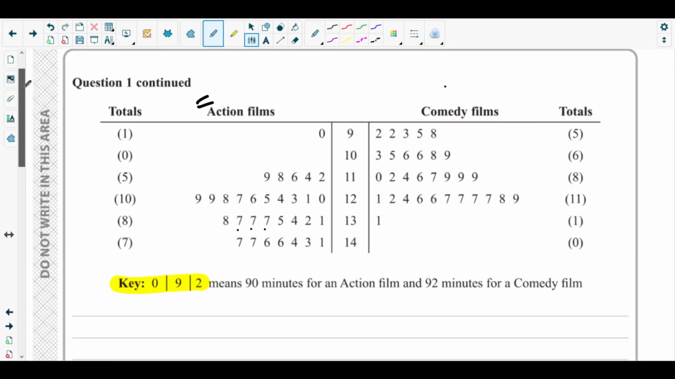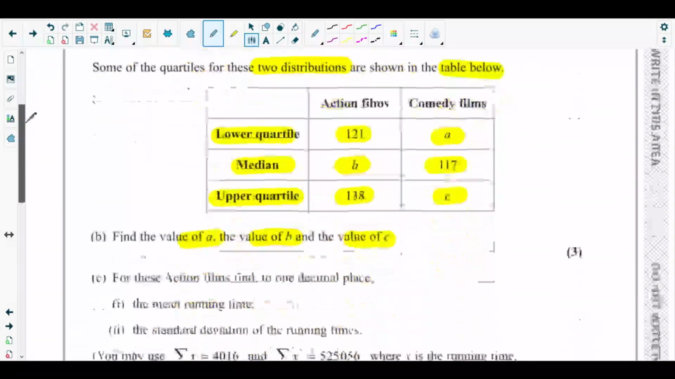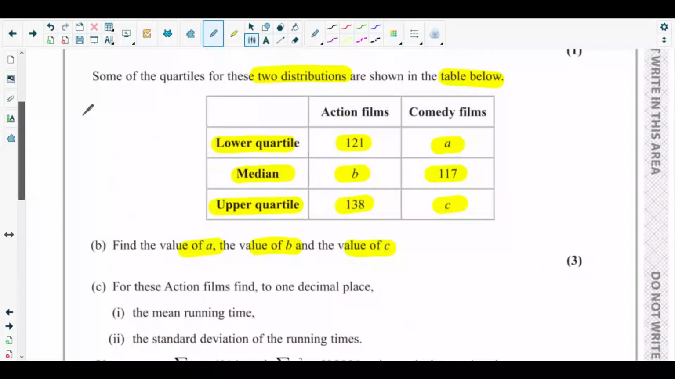Okay, so let's have a look at the stem and leaf diagram. The 8th term for comedy films, this is 5, 6, 7, 8. So this is 106, right? So A is 106. Okay, next is B. So B is the what? Isn't it the median? Okay, median.